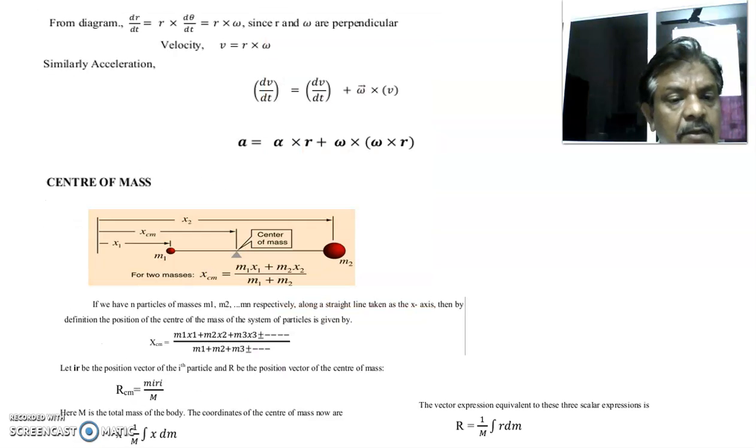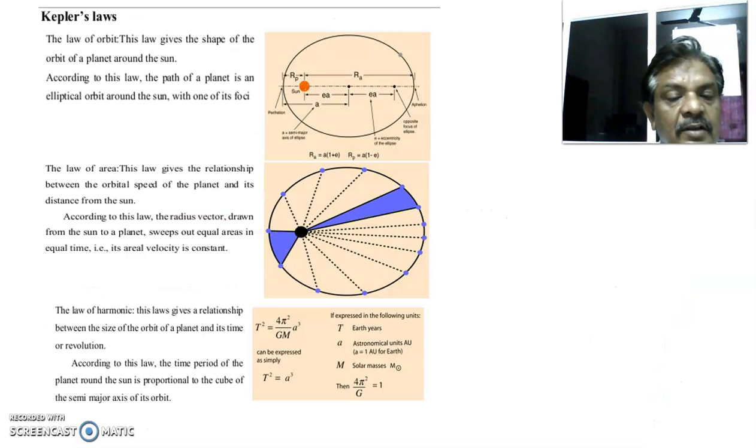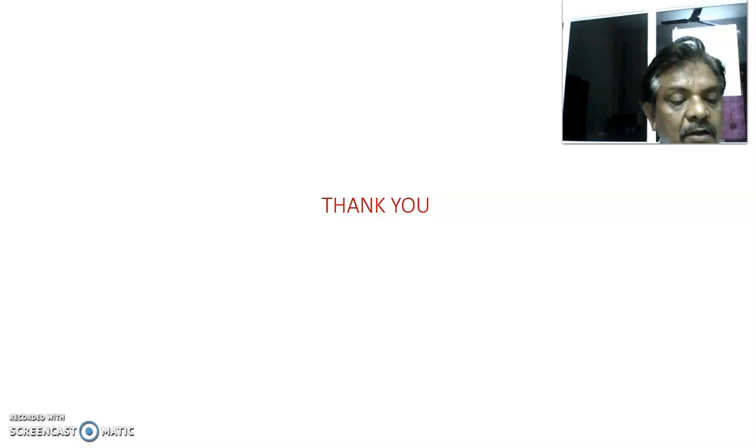Kepler's laws and center of mass were studied in intermediate, and rigid body angular velocity is simple. The Foucault pendulum is new to you, so you can just go through the Foucault pendulum. With this, engineering mechanics is over. You can prepare from the material, where the total syllabus is present, and work hard using it.